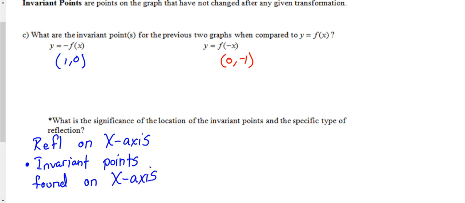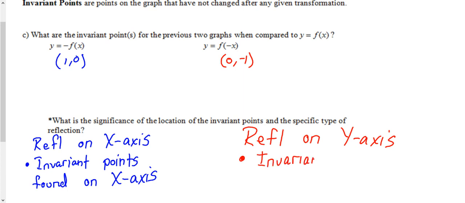And then over here, if we are reflecting it on our y-axis, so again, here's the scenario, reflect on y-axis. Where are we going to find all our invariant points? All the invariant points will be found on the y-axis.